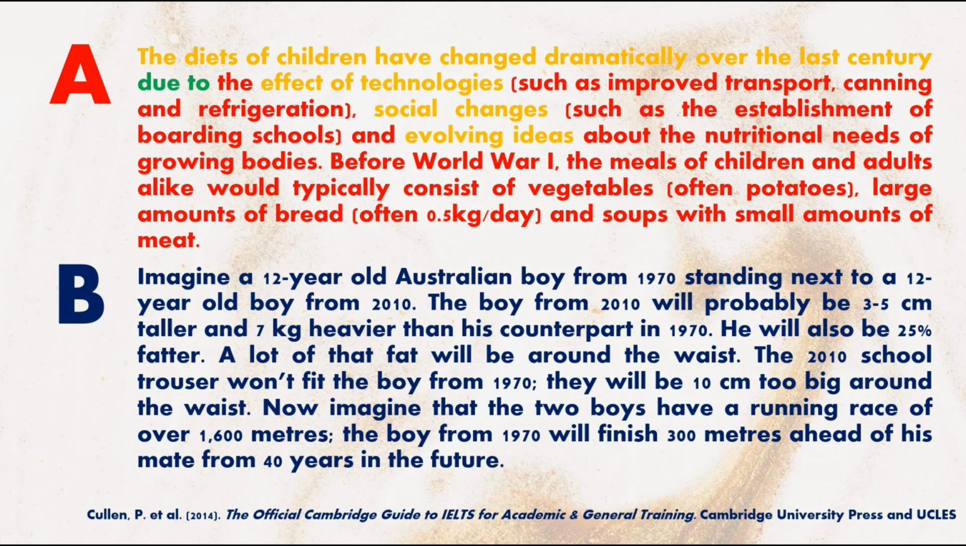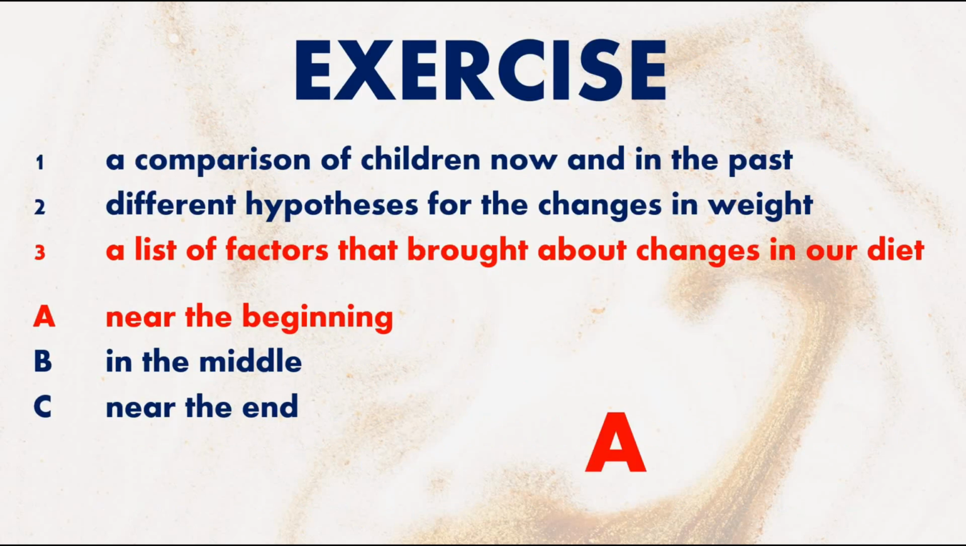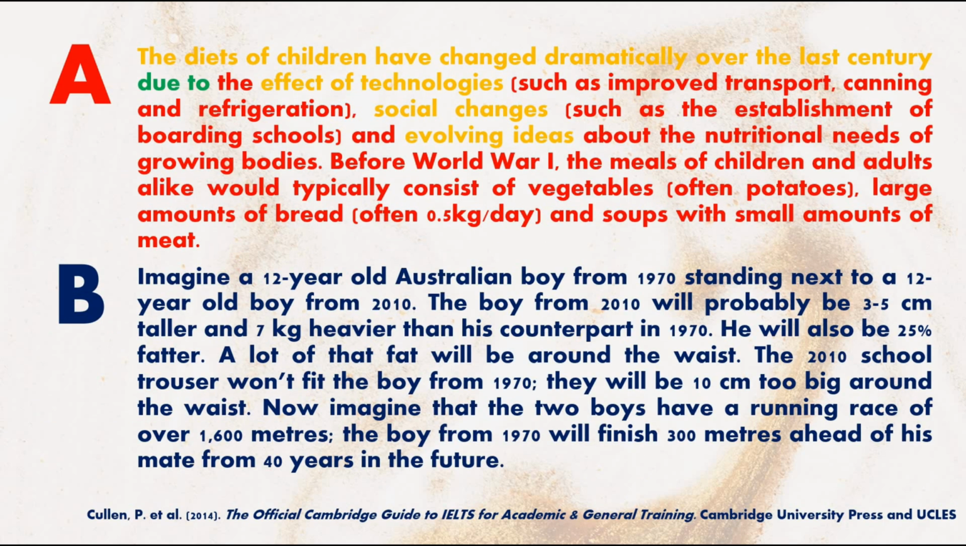Number 1, effects of technologies. Number 2, social changes. And then number 3 is evolving ideas. Okay? Also, I've highlighted the phrase due to in green because the topic says list of factors that brought about changes in our diet. Okay? So factors that have resulted to diet changes. Okay? And that's the phrase due to. Okay? That means effects of technologies, social changes, and evolving ideas are the list of factors that have caused dramatic or significant changes to children's diet over the past century or the past 100 years.